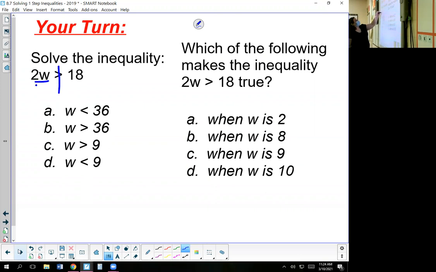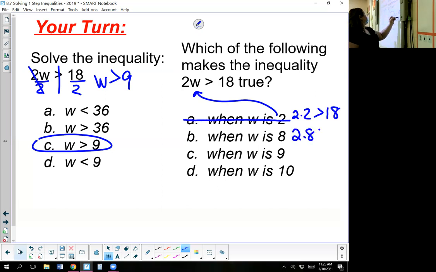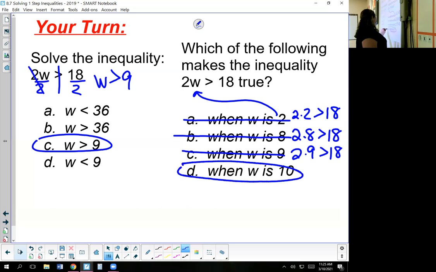Okay. So this would be divided by 2, divided by 2. W is greater than 9. That one. You could either plug in, if I plug in here, 2 times 2 is not bigger than 18. 2 times 8 is not bigger than 18. 2 times 9 is not bigger than 18. It has to be equal to for that one to work.